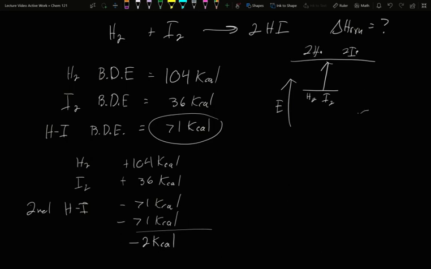So we do end up going a little below our starting point. We dropped a little bit down because at the end we had a little bit less potential than we started with. We had 2 kcals less. So our 2HI are down here. That very slight difference between our start and our end, highlighted here in green, that is our delta H. We went down 2 kcals, and so our delta H of reaction is negative 2 kcal.